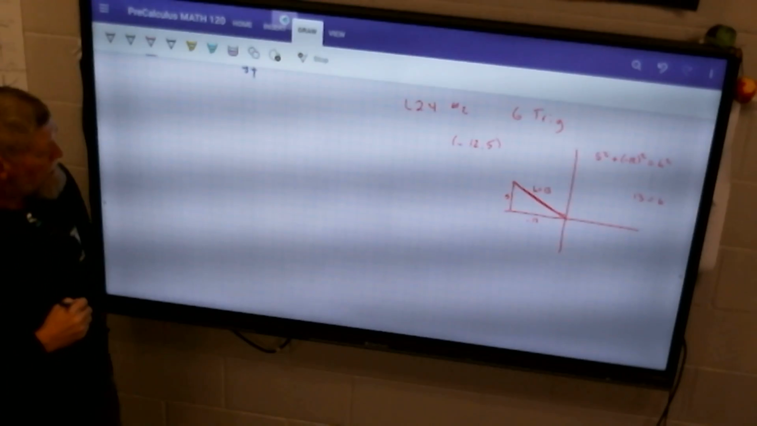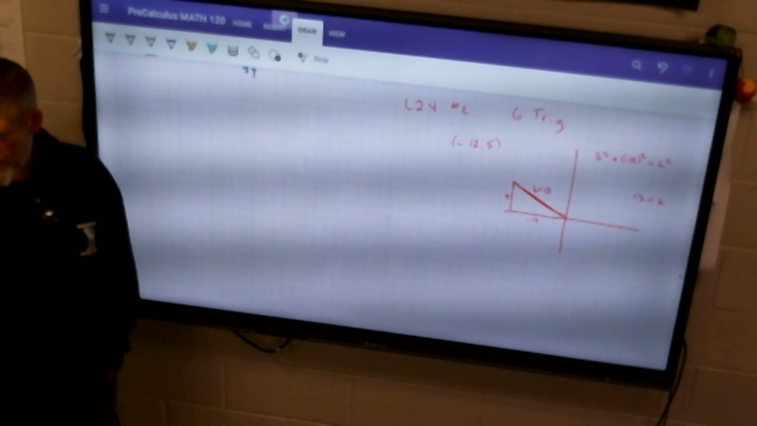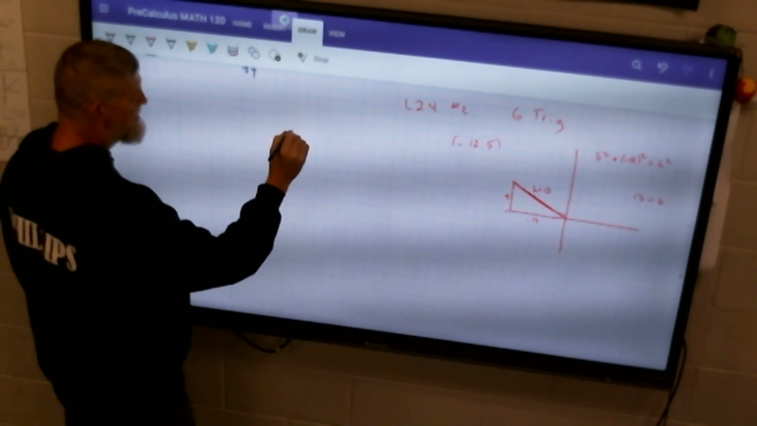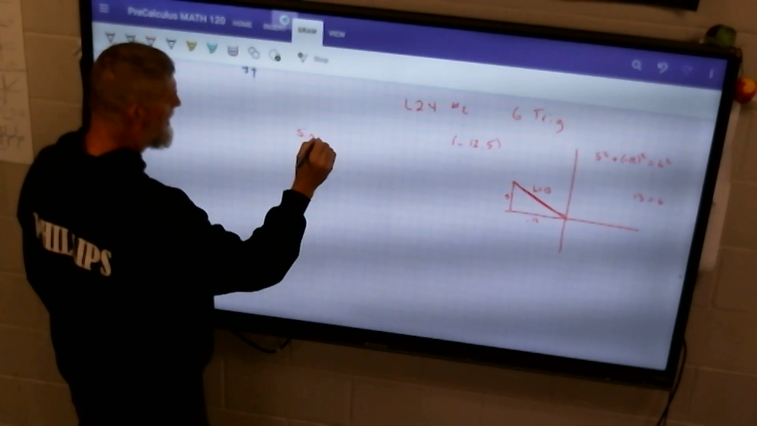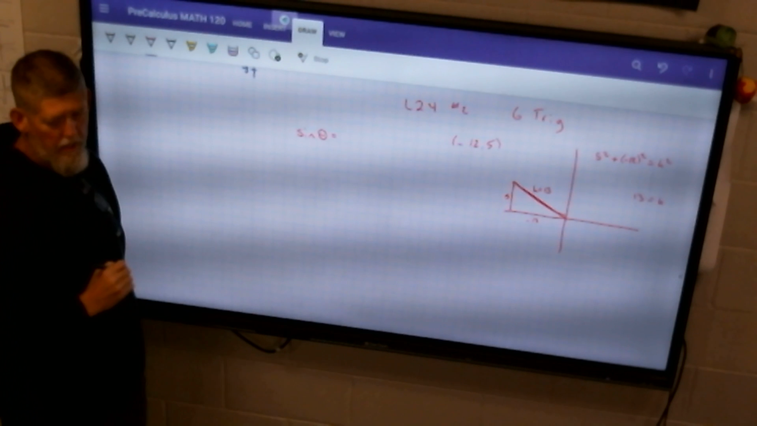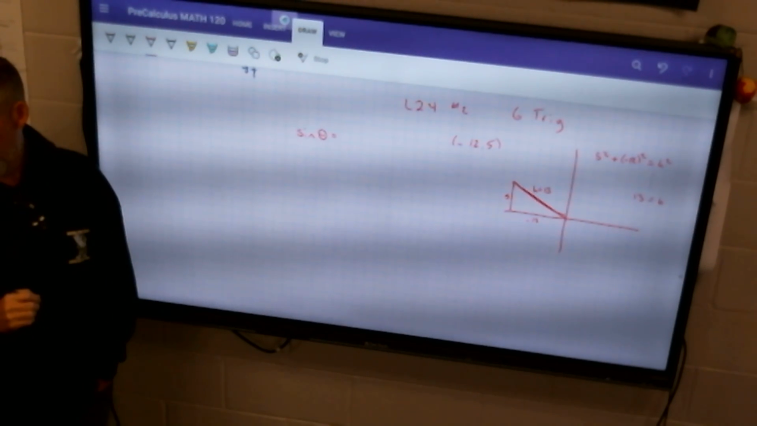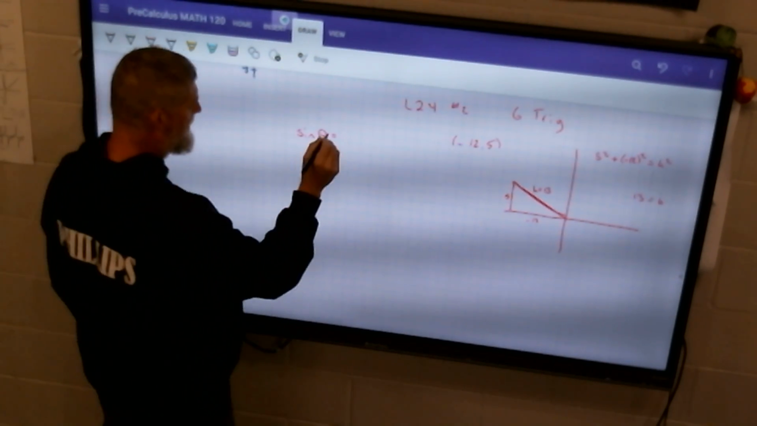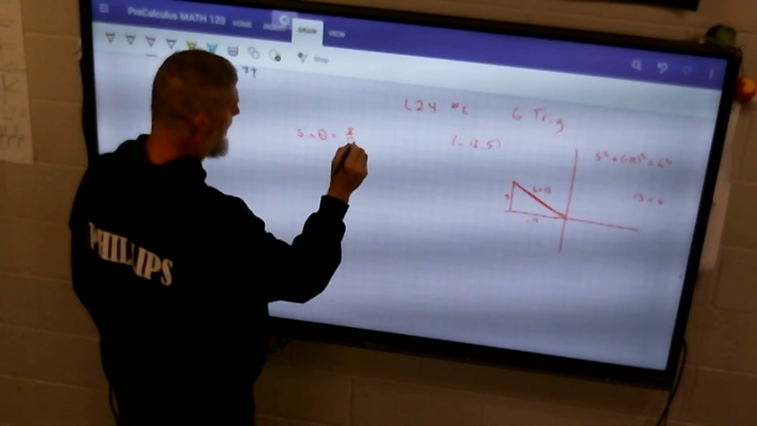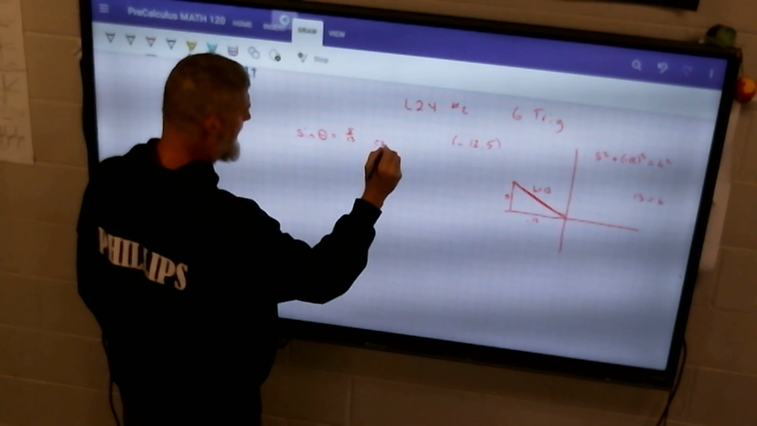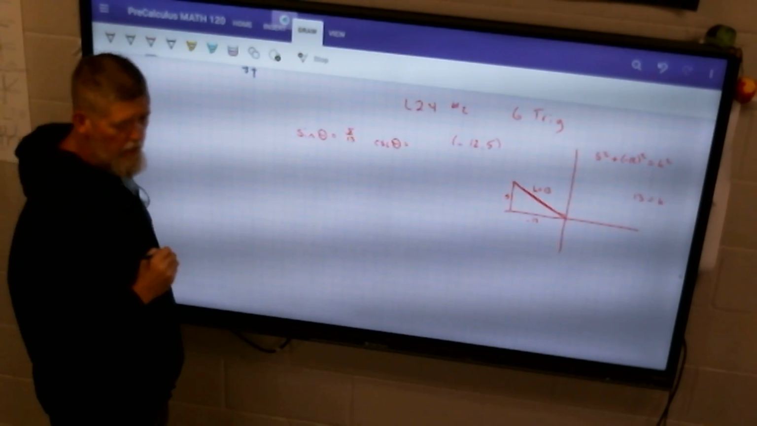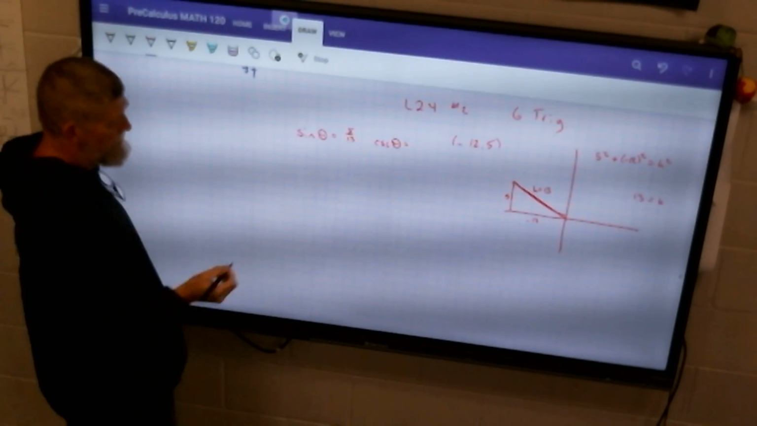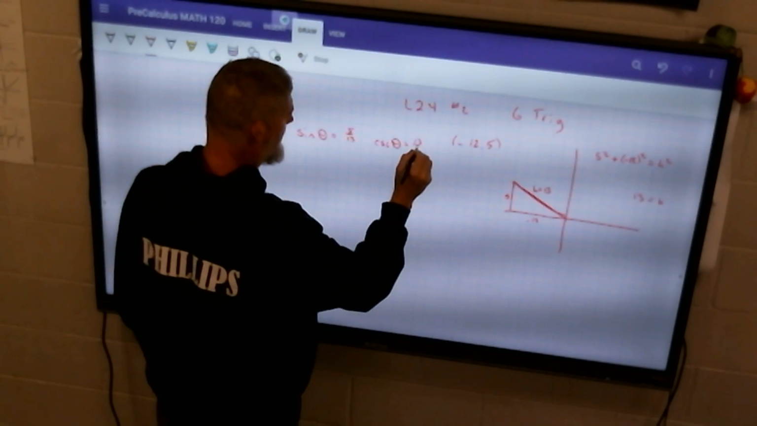Okay? So now we're just going to use SOHCAHTOA. What's the sine of theta? It's 5 over 13. Yep. Opposite over hypotenuse, so 5 over 13. Which then would mean that the cosecant is going to be 13 over 5. 13 over 5.